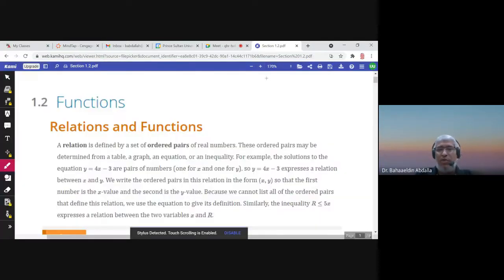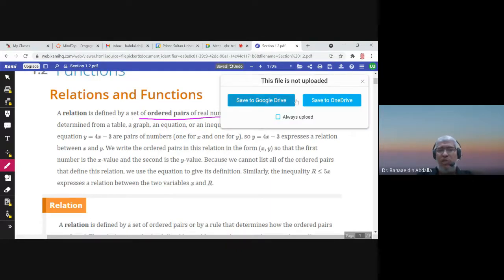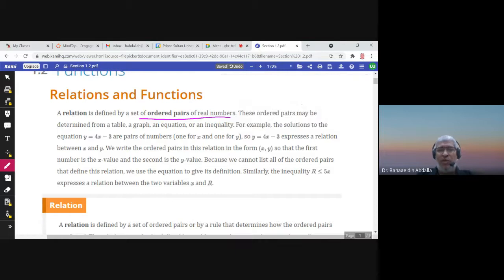This is section 1.2 about functions. We start with relations and functions. A relation is defined as a set of ordered pairs of real numbers. So a relation is just a set of ordered pairs.